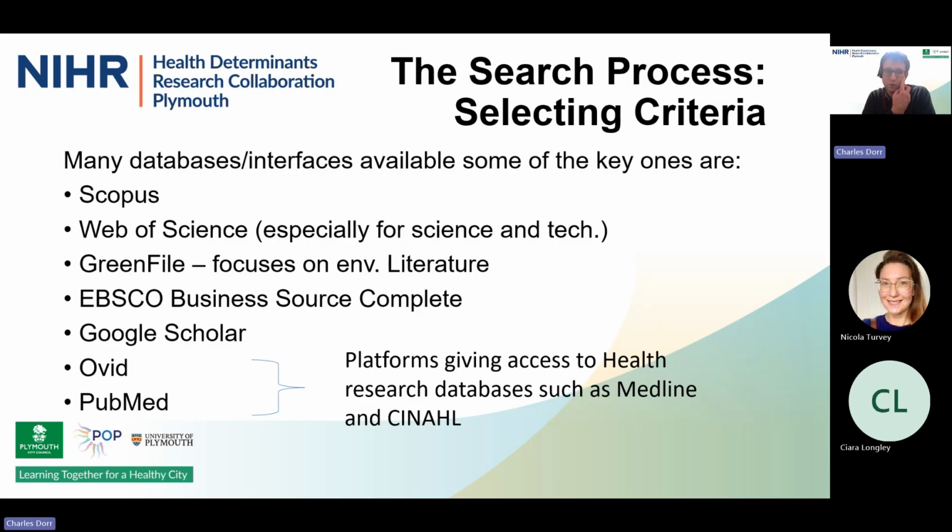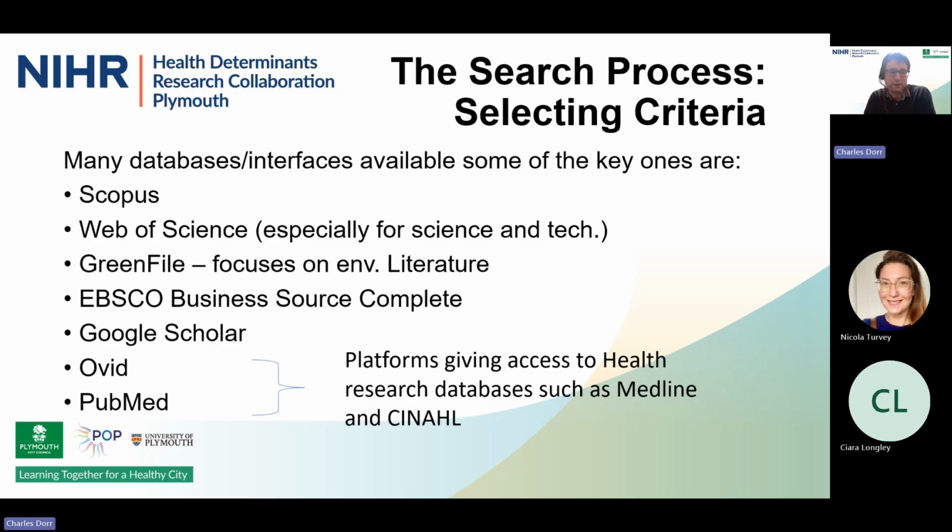Scopus is a very important one. Web of Science is very useful for science and technology. Scopus is a bit more useful for social science. Green file is quite relevant for retrofitting because there's environmental literature there. EBSCO Business Source Complete is useful, as the name would imply, for business-related research, although it's also a platform that can be used for searching other databases like Medline.